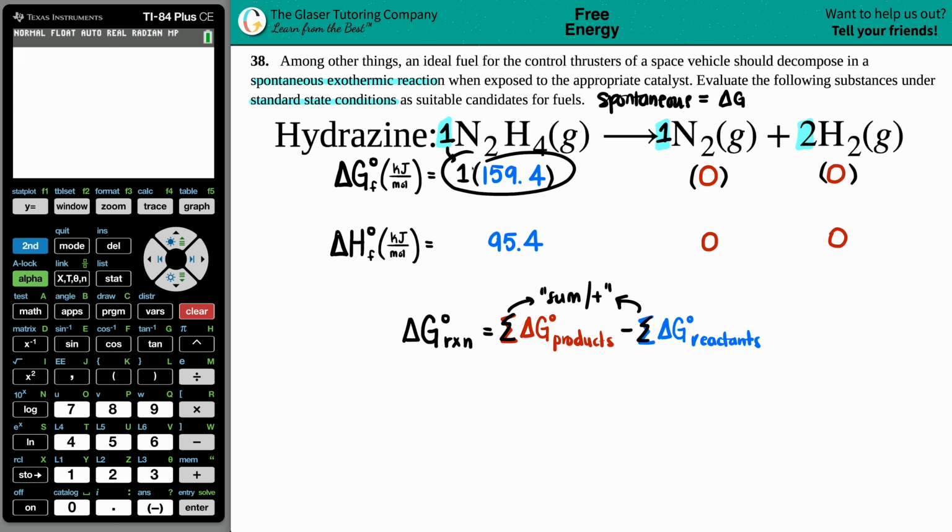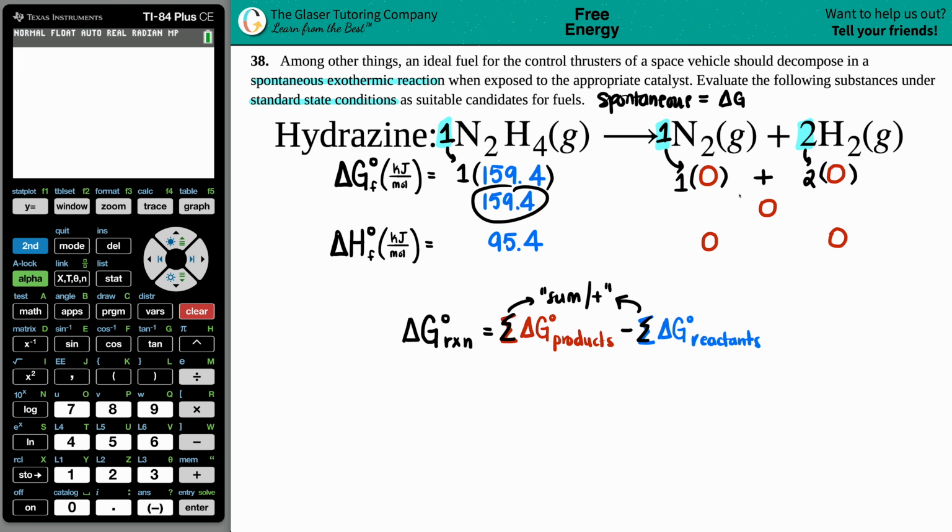Now, in this case, 1 times 159.4 is going to be 159.4, but it's good practice just to get into the habit here. So that would be times 1, this is times 2, and now sum them all up. In the balanced equation, it was N2 plus H2, sum, that's the addition. So we have to add these two values together. But 0 plus 0 is obviously 0 total. And I don't have to sum up anything on the reactant side because there's only the one component, N2H4. And 1 times 159.4 is 159.4.